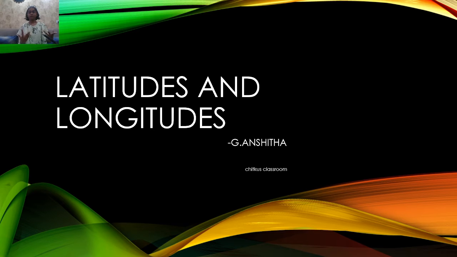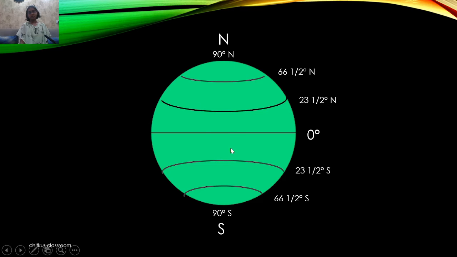So today we're going to be learning about the latitudes and longitudes. Here is a picture of the globe, and as you can see, this is the 0-degree line, which is called the equator. The equator is an imaginary line that divides the Earth into two equal halves, the northern hemisphere here and the southern hemisphere over here.